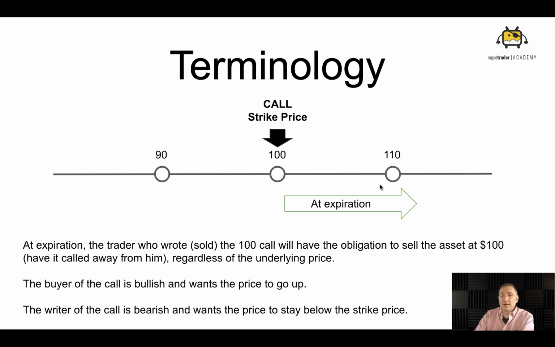If it goes up to 110, he's got the obligation. He's got to sell it at $100. Oh man, he's going to have it called away from him at $100. But it's worth 110. He loses out. There's a set-off. The guy who bought it makes $10. The guy who sold it would lose $10 if it was held to expiration. The buyer of a call is bullish, as I mentioned, right? Wants the price to go up. Seller of the call, the writer, wants the price to either go down or not go up very much, or stay down here just for a while, let that option become less and less valuable and buy it back cheaper and move on to the next trade.